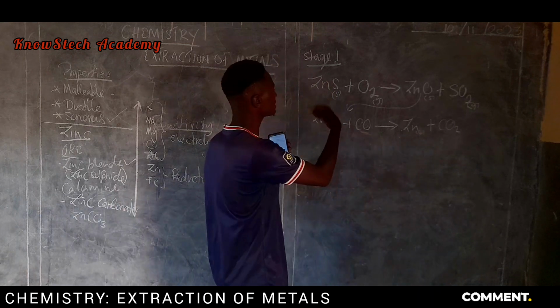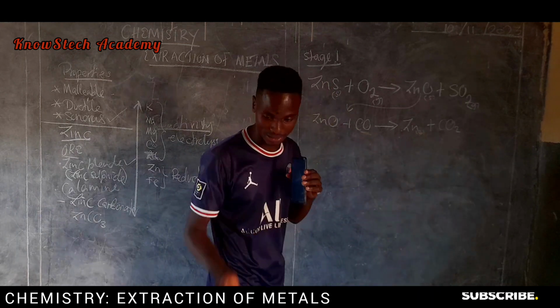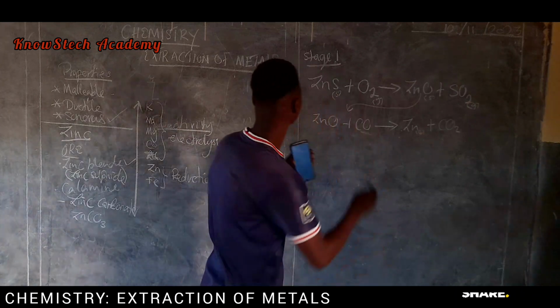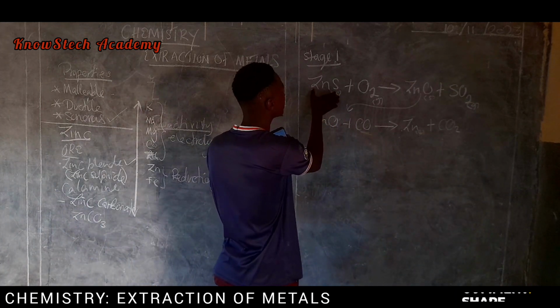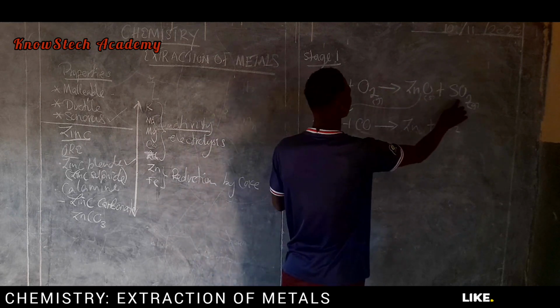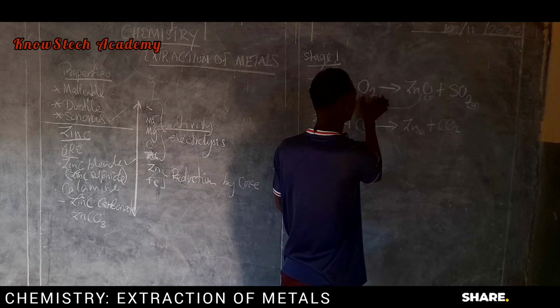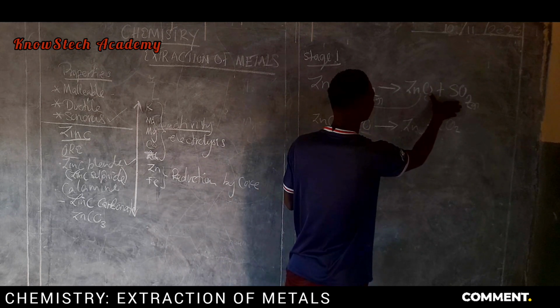We can balance these equations. This equation is not balanced. Let's balance these equations, by the way. Zinc atom, here we have only one. Sulfur, we have one. This side, we have one. You have 2 atoms of oxygen. Here we have 3 atoms of oxygen.